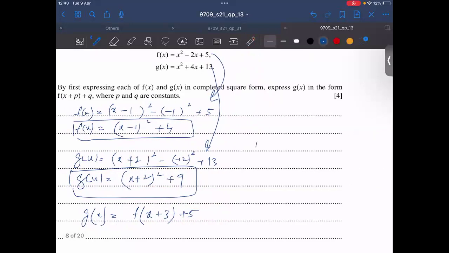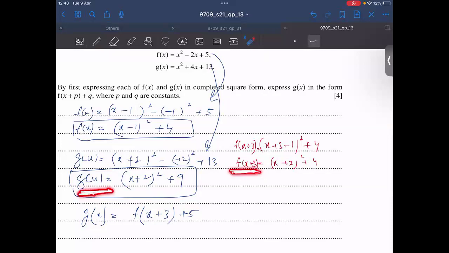Look, let me show it to you. If you're gonna replace x with x plus 3 in f of x, it's gonna become x plus 2 whole square plus 4. This is the function f of x plus 3. Now, if you compare f of x plus 3 with g of x, you know what's the difference left? You have over here plus 4, you have over here plus 9. So what you're gonna be doing is adding plus 5 on both sides.